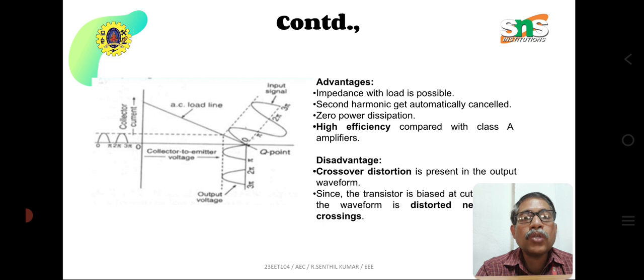Whereas how the output behaves depends on the AC load line graph. The output, see the output, only a positive half cycle appears as the output voltage, since the Q point is on the x-axis. If the Q point is above the x-axis, then the negative waveform also appears.